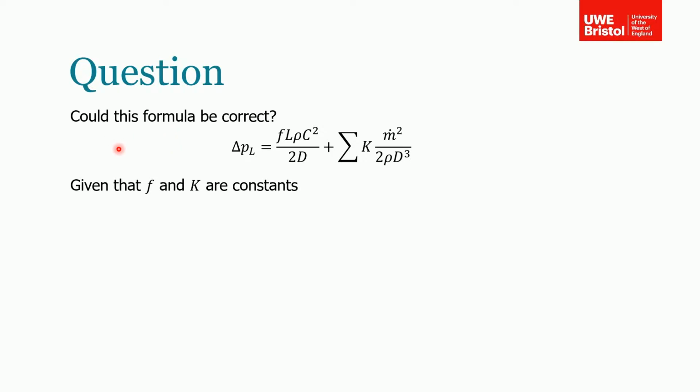In this question, we're simply asked, could this formula be correct? So we can see that the change in pressure is equal to f, which is a constant, times length, times density, times velocity, all over 2D. And that's plus this other term, which is the sum of K, again a constant, times the mass flow rate squared, over 2 times the density times diameter cubed.